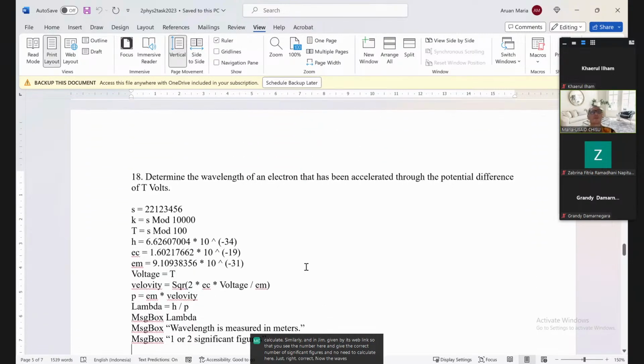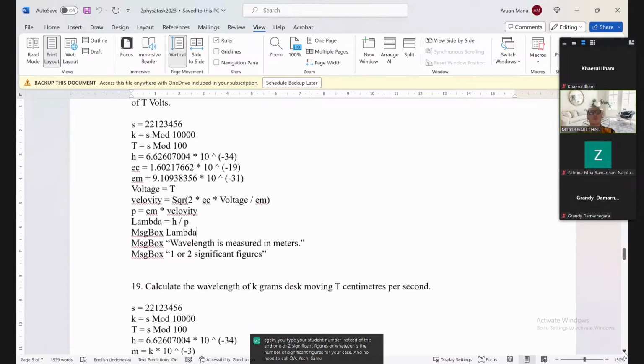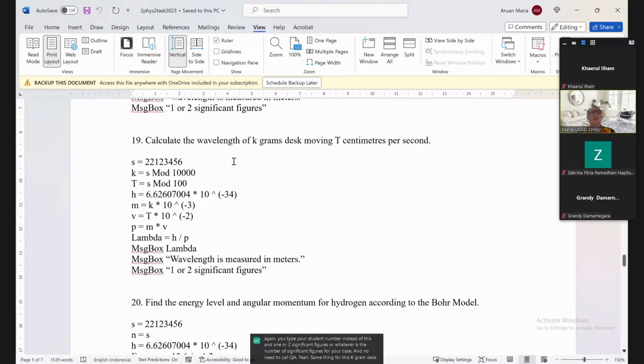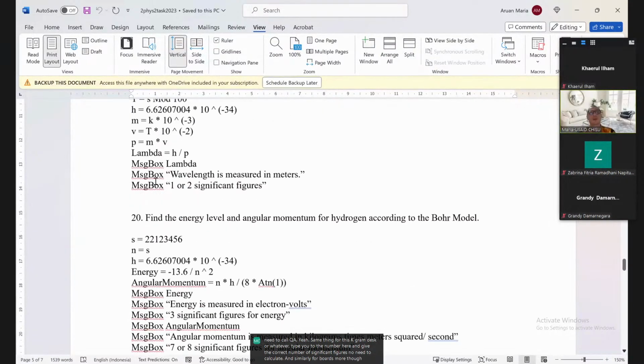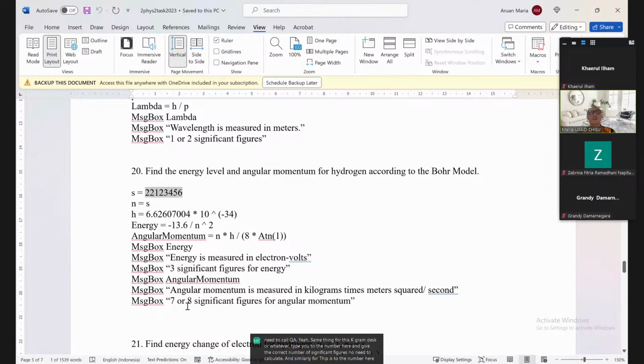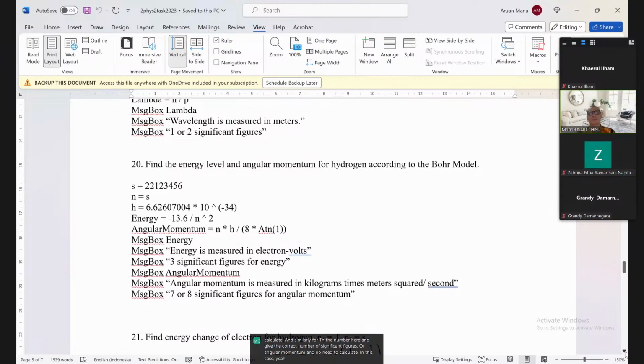Now the waves of matter, once again, you type your student number instead of this, and 1 or 2 significant figures, or whatever is the number of significant figures for your case, and no need to calculate, yeah? Same thing for this kg desk or whatever. Type your student number here and give the correct number of significant figures, no need to calculate. And similarly for Bohr's model, type your student number here and give the correct number of significant figures for angular momentum, and no need to calculate in this case, yeah?